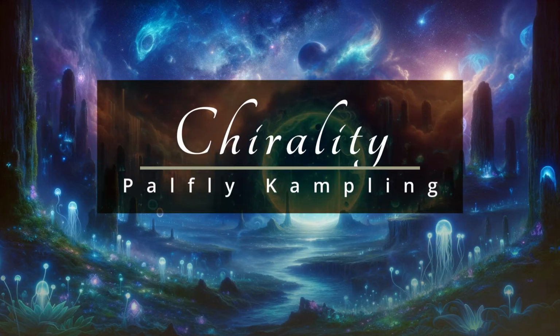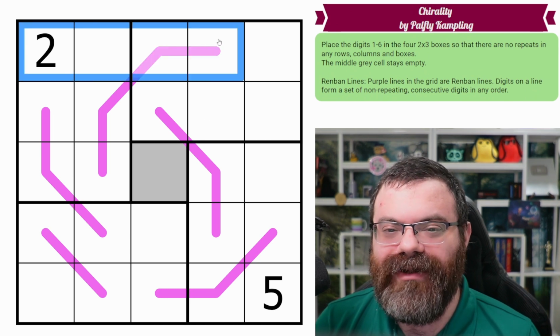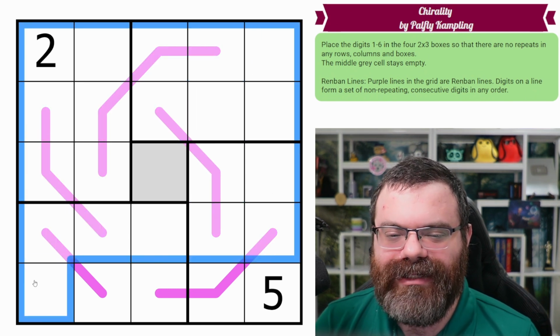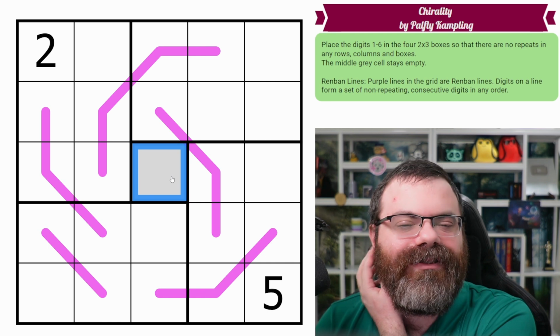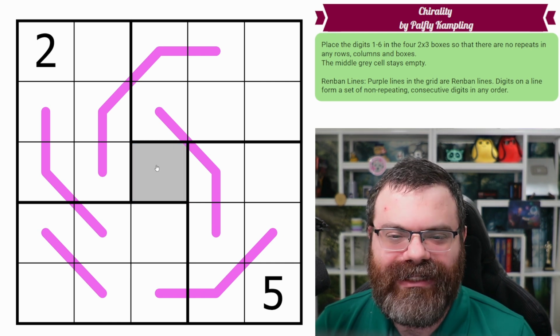Hello, let's continue our Sudoku adventure with Chirality by Palfly Kampling. We do not have normal 6x6 Sudoku rules. First of all, this is a 5x5 puzzle. Secondly, this middle digit does not get filled at all, so you can ignore this middle cell. Sorry, I should say the cell doesn't get filled with a digit.